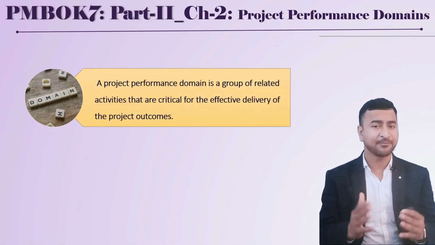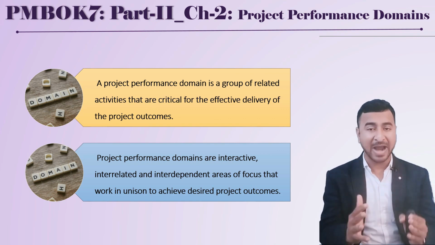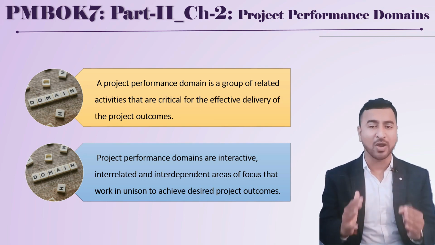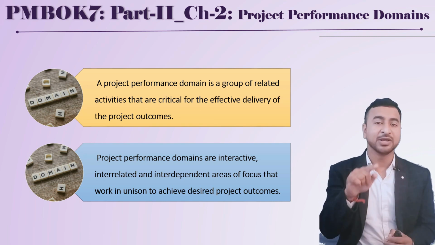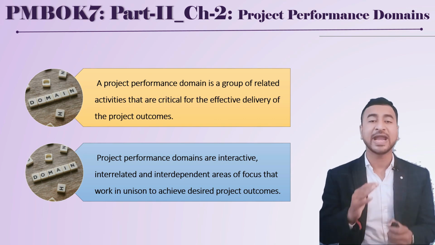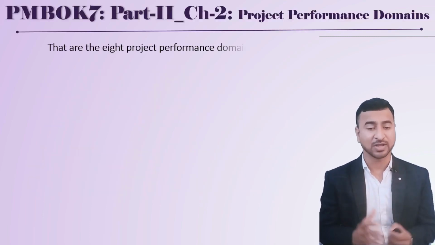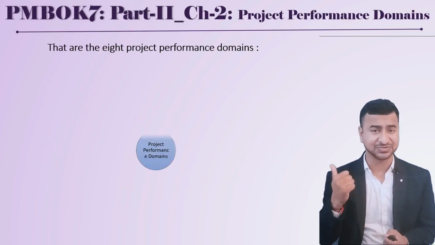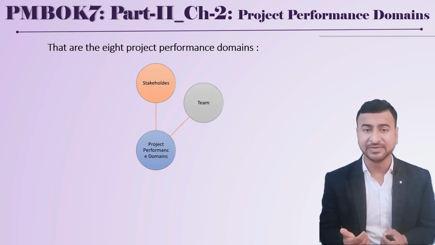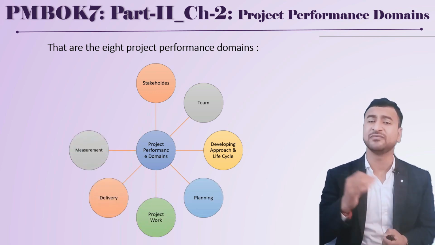At its core, a project performance domain is a collection of interconnected activities that form the bedrock of effective project delivery. These domains are like gears in a well-oiled machine, working in harmony to turn a project vision into reality. Here we dive into 8 such project performance domains. These are the unique focus of all these project performance domains. These are, as you see over here, stakeholder, team, development approach and life cycle, planning, project work, delivery, measurement, and uncertainty. These are the 8 project performance domains we are going to discuss one by one.